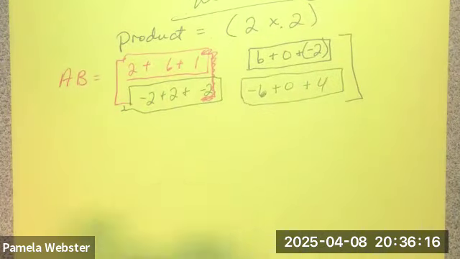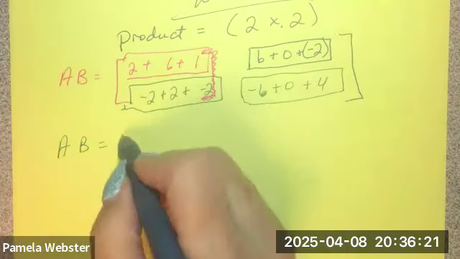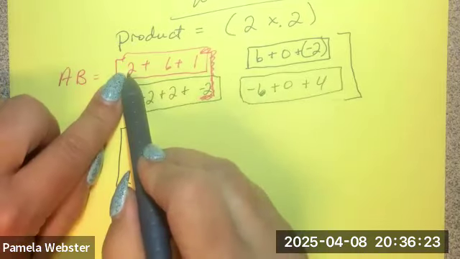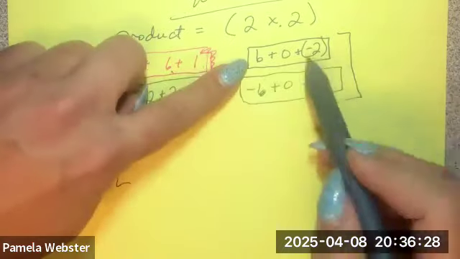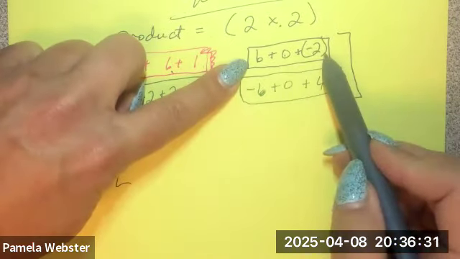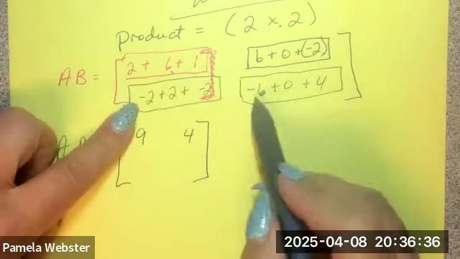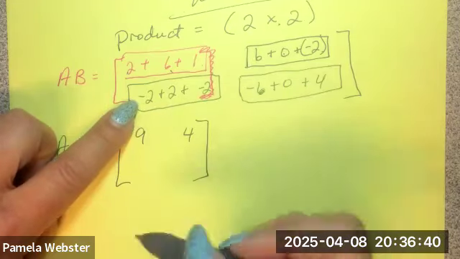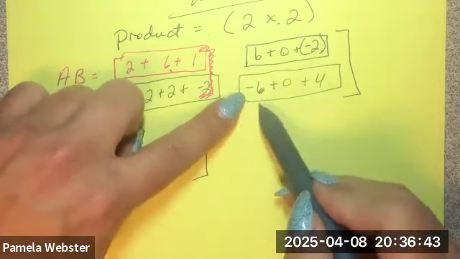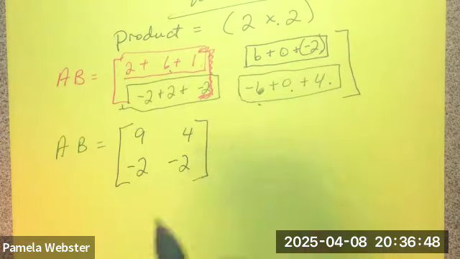Now I just got to clean this up, right? So AB is going to equal, well, what is that first spot? Okay, row 1, column 1. 2 plus 6 is 8, plus 1 is 9. 6 plus 0 is 6, minus 2, so it's plus and minus 2 is 4. Okay. Negative 2 plus 2, that's a 0. Plus a negative 2, that's a negative 2. Negative 6 plus 0, that's just negative 6. Plus 4 is negative 2. There we go. We got our product.